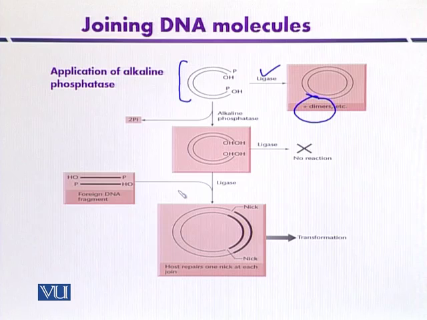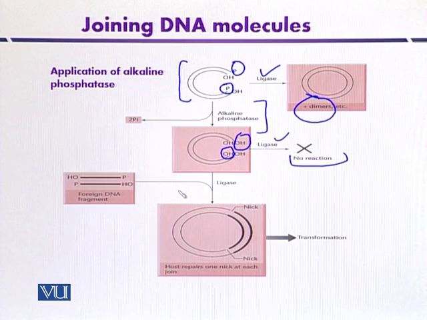How can it be prevented? It can be prevented if we treat the plasmid DNA with alkaline phosphatase, so that it will remove the 5' phosphate, like the phosphate here and here. It will be replaced with a 5' hydroxyl group, so that the plasmid DNA will not self-ligate. So no reaction occurs even in the presence of ligase enzyme.